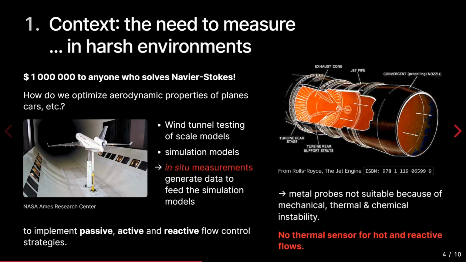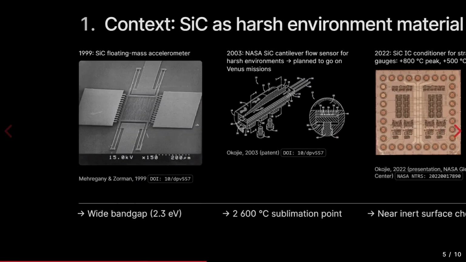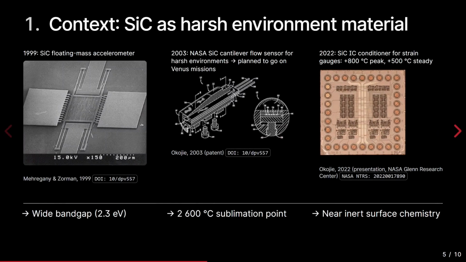So my approach to tackle this problem is by studying a new material, which is silicon carbide. It is a really tough ceramic. People have been doing silicon carbide MEMS for the past 25 years. NASA has a whole research topic for instrumenting space missions on Venus and Mars, which are pretty harsh environments. And so they make cantilever anemometers out of silicon carbide, and they also make full IC electronic chips on silicon carbide.